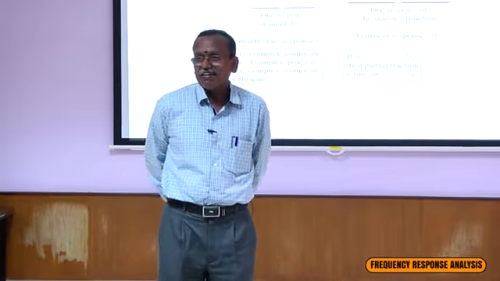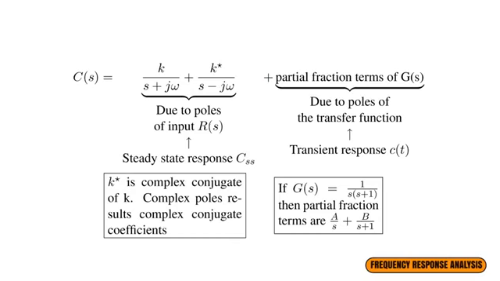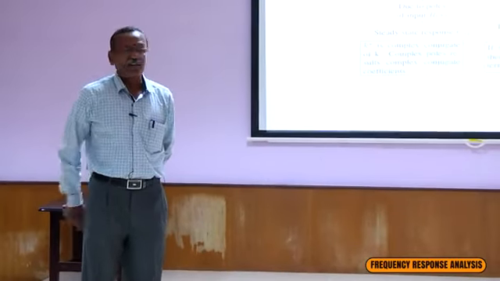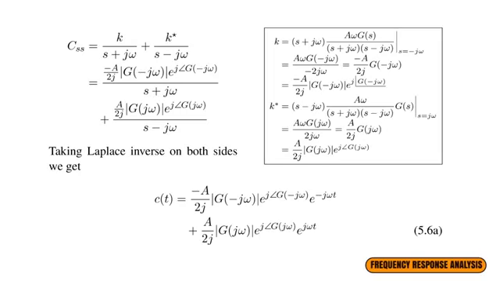We can ignore that. Therefore, the steady state response C_ss equals K upon S plus j omega plus K star upon S minus j omega, where K star is the complex conjugate of K. So we have to find the inverse Laplace transform. For that, we are doing all these manipulations. Finally, we have got c(t) equal to this, a function of G(j omega).